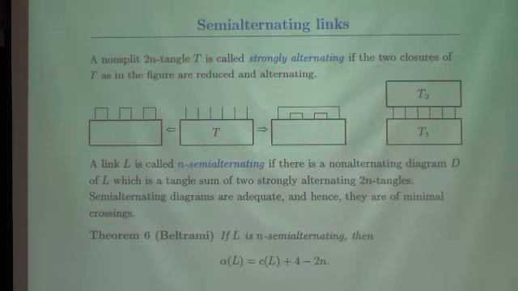And if we have two such strongly alternating tangles, then we can put them together so that it's non-alternating. Then we call this an n-semi-alternating link. This is a terminology of Beltrami, and she proved that if L is n-semi-alternating, then the arc index is crossing number plus 4 minus 2n.